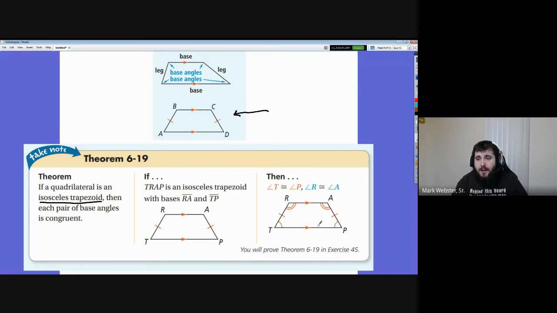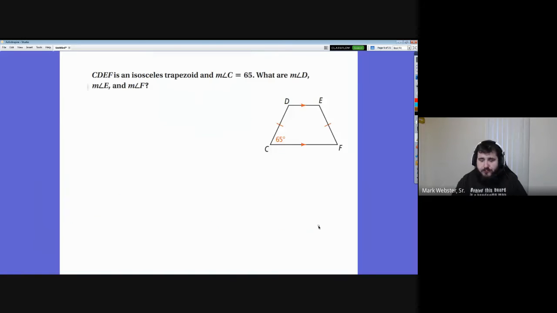So let's talk about some examples. Here I know that angle C is 65. So what are the rest of these angles? Well, let's start with the real easy one. If C is 65, automatically we know that F is, right? These are the two bottom base angles.